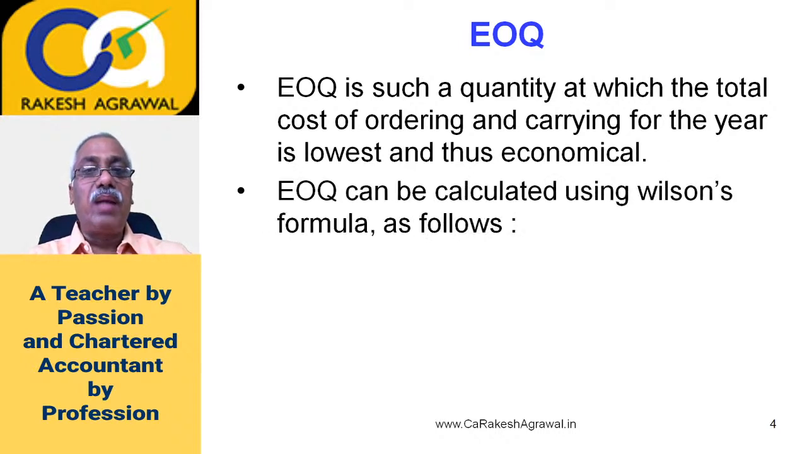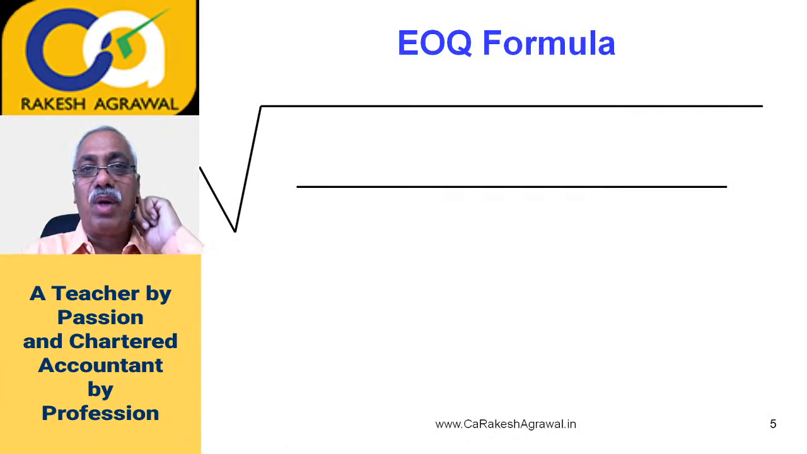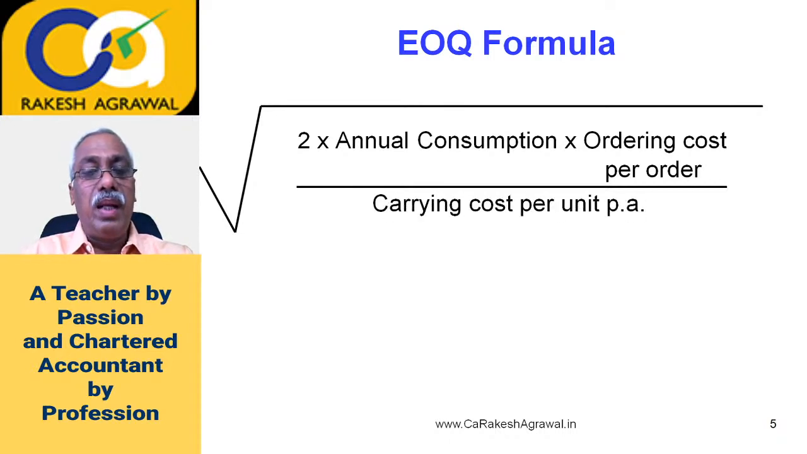Now EOQ can be calculated using Wilson's formula, right? All of you must be aware of this Wilson's formula, that is the square root formula, very popular, and you will be able to recall it instantly. Square root formula. In the numerator we have 2 into annual consumption into ordering cost per order, divided by carrying cost per unit per annum.